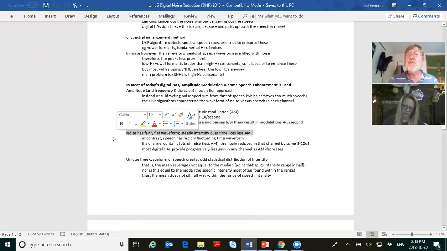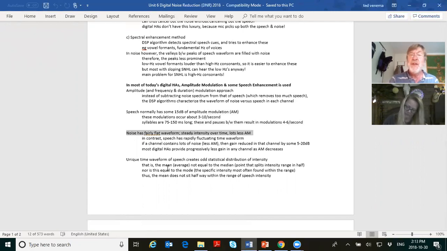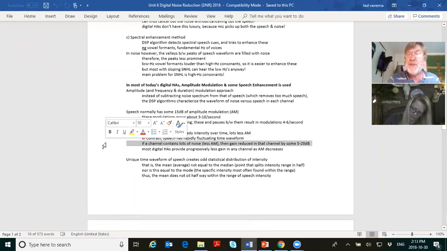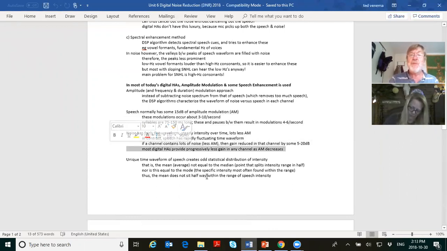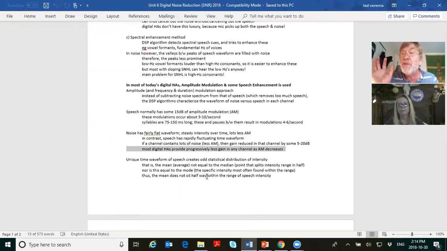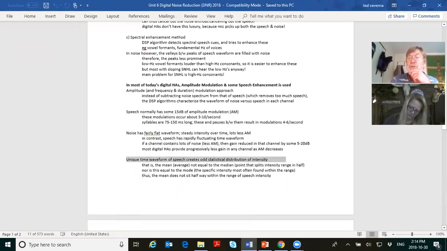Noise has a fairly flat waveform, steady intensity over time, lots less amplitude modulation. In contrast, speech has a rapidly fluctuating waveform. So if a channel in a hearing aid contains lots of noise, that is, less amplitude modulation, then the gain is reduced in that channel by some 5 to 20 dB. Most digital hearing aids provide progressively less gain in any channel as the amplitude modulation decreases. In other words, as the sound looks more and more like noise, you're providing less and less gain. The unique time waveform of speech creates an odd statistical distribution of intensity.